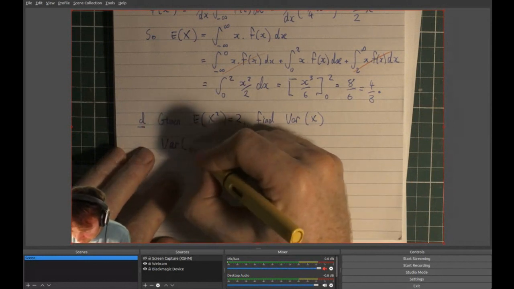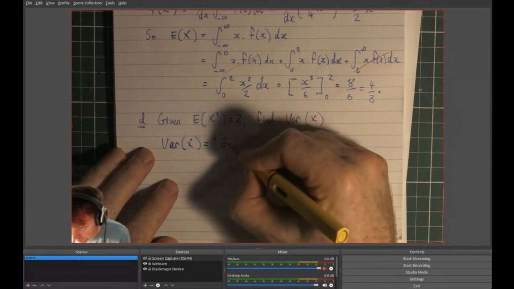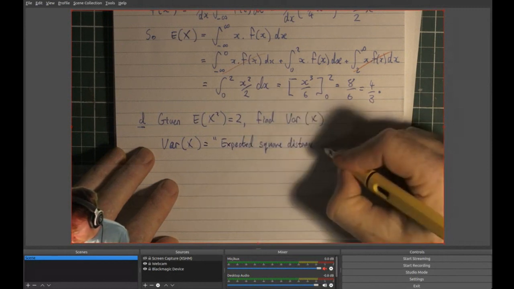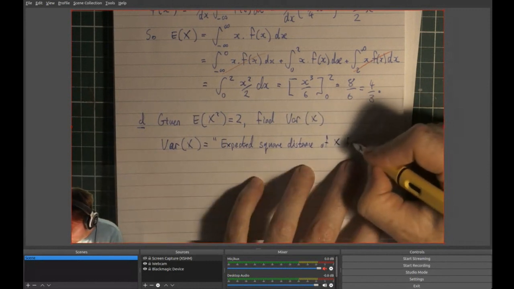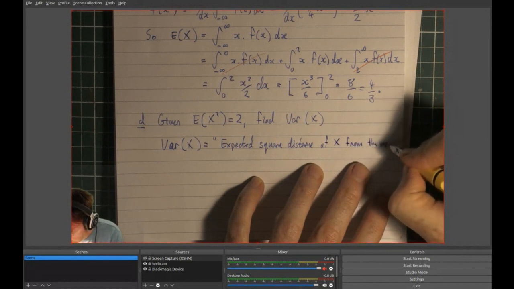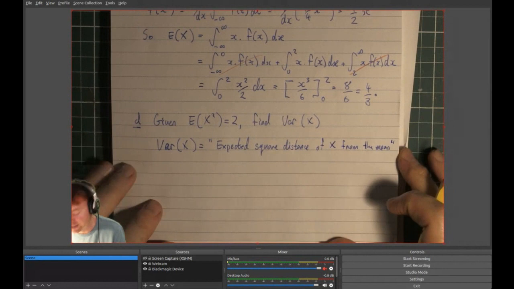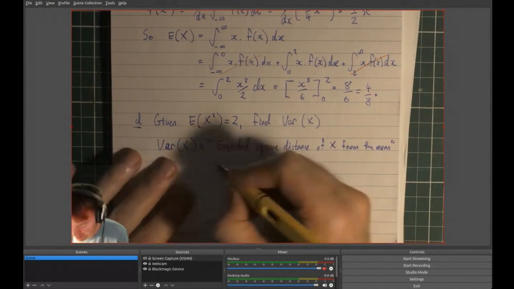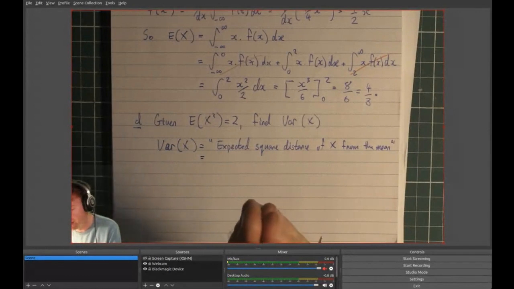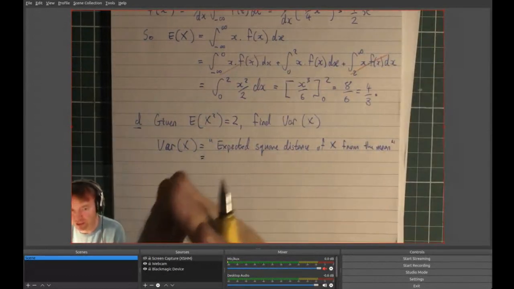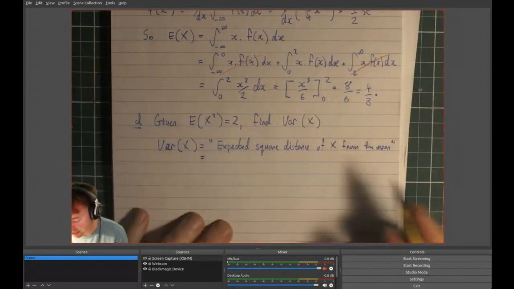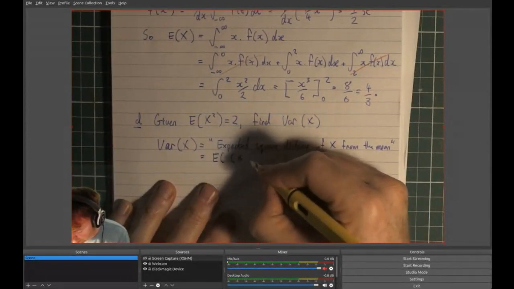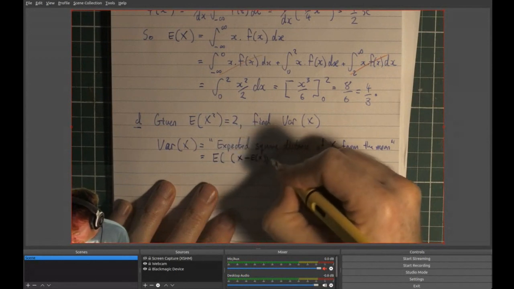The variance of x is equal to... A useful way of understanding the variance of x is as the expected square distance of x from the mean. So it's really a measure of how far away your random variable is from its center of mass. Is it really spread out, or are things really clumped up around the average? Your variance is a numerical measure of that. And you can write it as the expected value of the difference between x and its expected value, all squared.